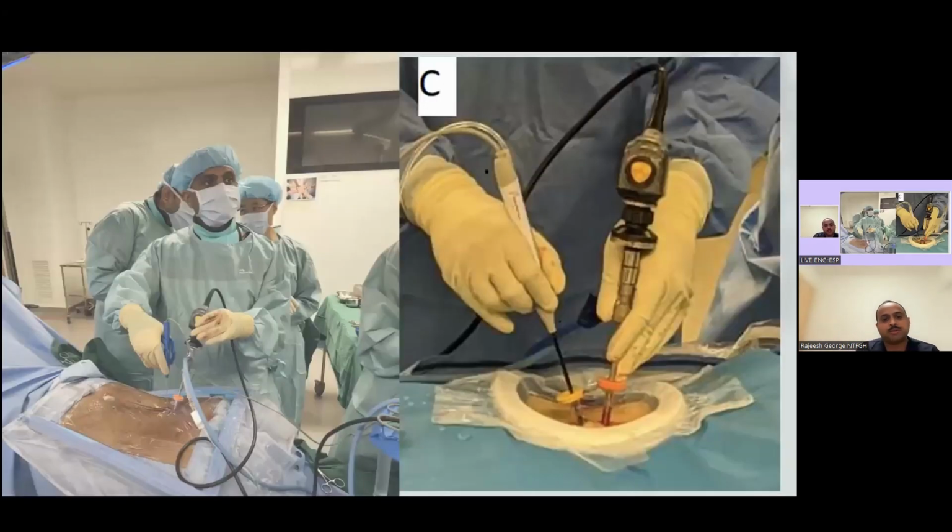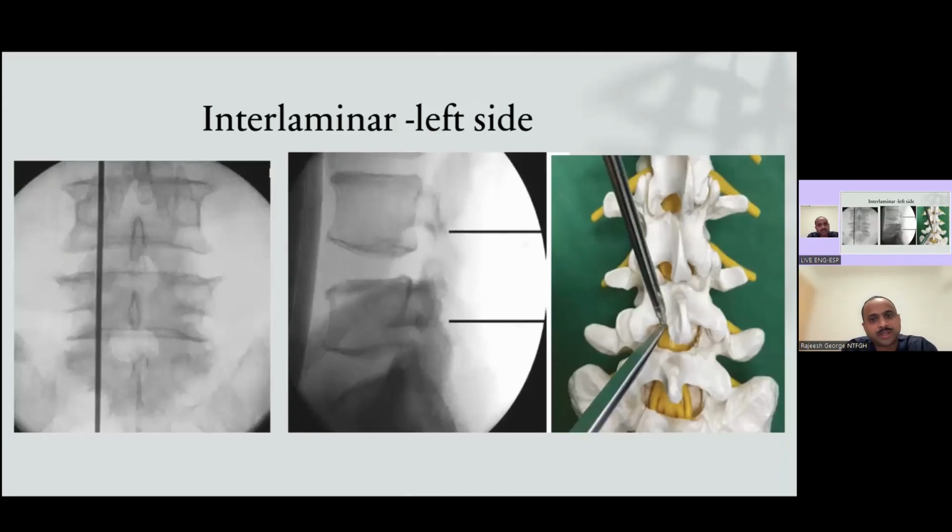And then we start off with the technique. These are my sheets: orange is for the viewing portal, and the yellow one is for the working portal. I find these sheets quite helpful if you want to retract the nerve root, as they serve as a retractor as well. So when you come to the interlaminar side, like I said, I mark on the medial pedicle line and the lateral as well. Then we start off by docking on the spinolaminar junction.